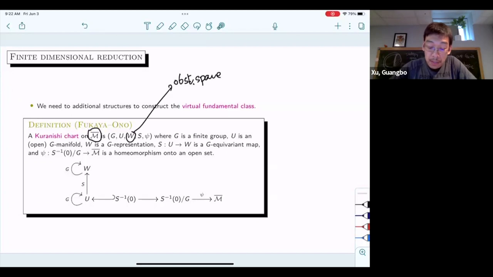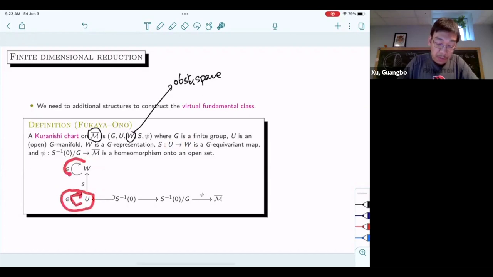And S is an equivariant map from the manifold U to the obstruction space W. So you can look at this notion from this diagram. You have a manifold U acted on by this finite group G, and you have a representation space W also acted on by G, and you have a map which is equivariant.